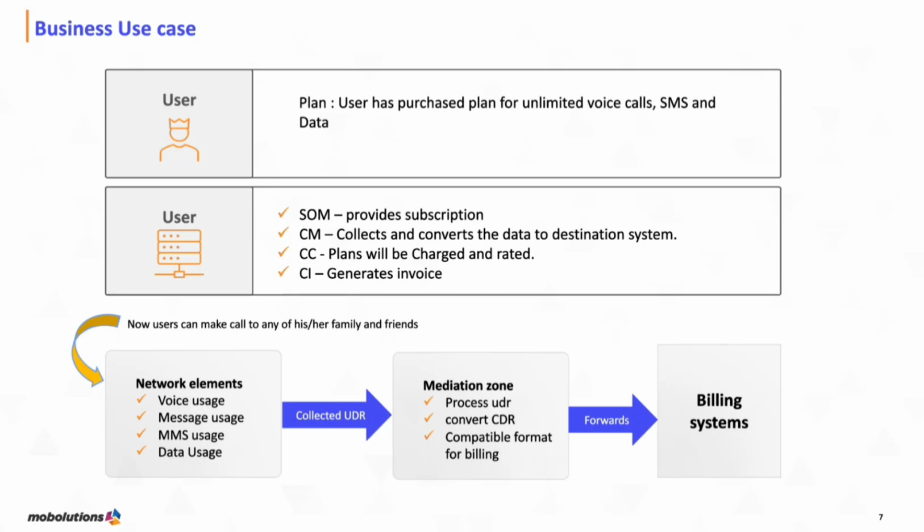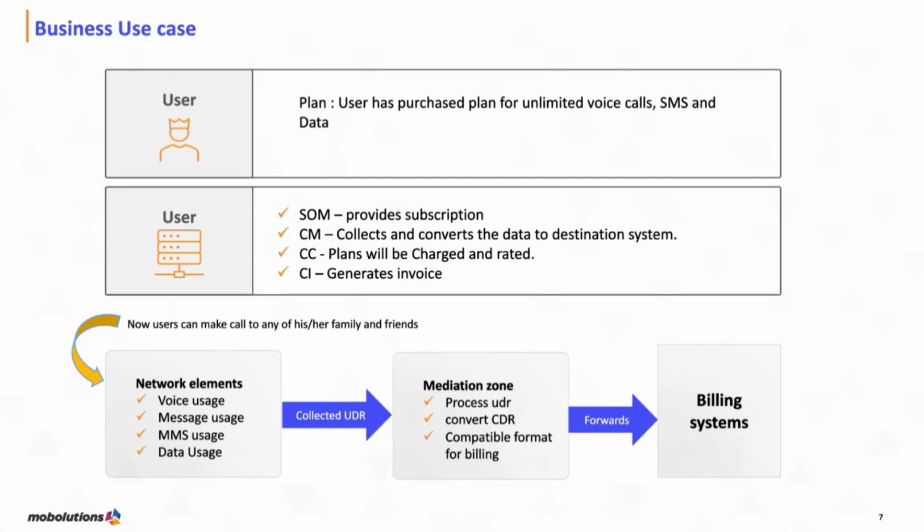So here let's talk about this particular scenario where the user starts making calls to his or her family and friends. The user also starts sending SMS, MMS, and even some data access as well. As soon as the user starts, at the backend in the network element, the raw usage will be created for voice, MMS, SMS, and data. Now, once the network elements create the data, either the network element pushes the data towards the CM or the mediation zone, or the mediation zone pulls that data from the network element. That part can be known as the collected UDR.